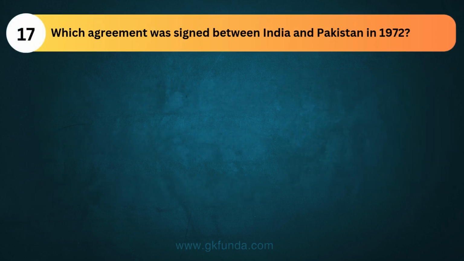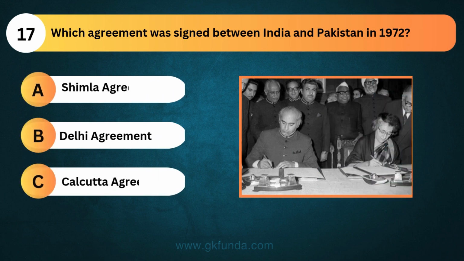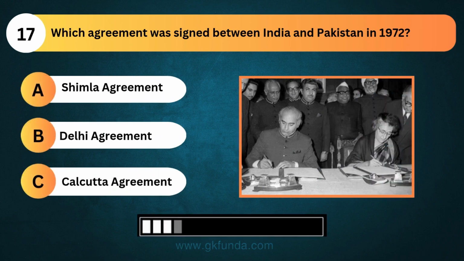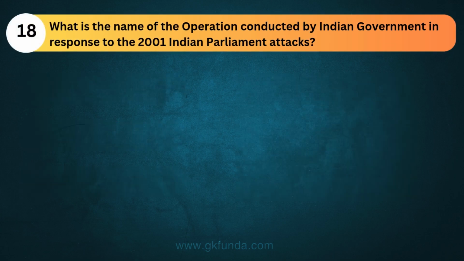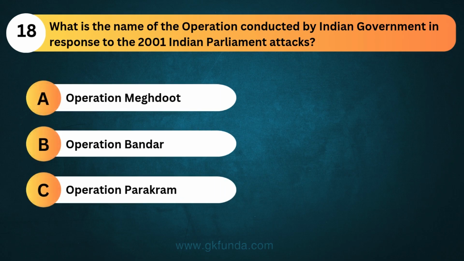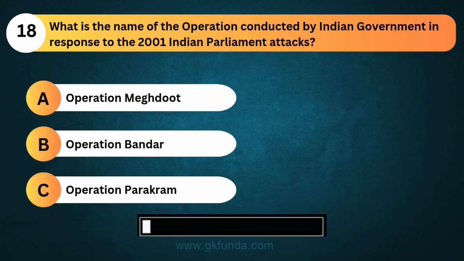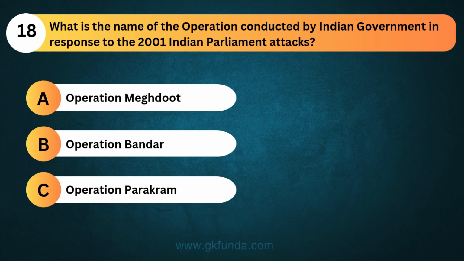Which agreement was signed between India and Pakistan in 1972? The answer is option A, Shimla Agreement. What is the name of the operation conducted by Indian government in response to the 2001 Indian Parliament attacks? The answer is option A, Operation Meghdoot.